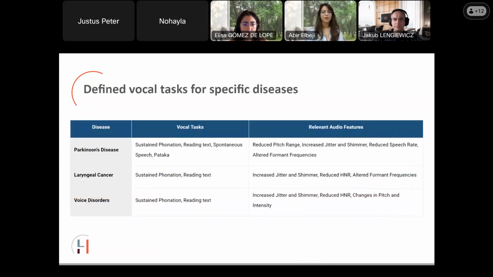Some vocal biomarkers have already been defined, mainly for neurodegenerative diseases like Parkinson's disease, where they could use the sustained vowel phonation, for example, as a vocal task, and the pataka, pataka, pataka. This vocal task has a name, but it's super difficult for me to pronounce. And I don't have any neurodegenerative diseases, but yeah. So they use this pataka task to study the speech rate and the formants and the way people are articulating the sound.